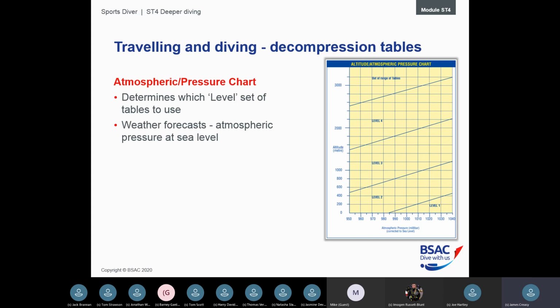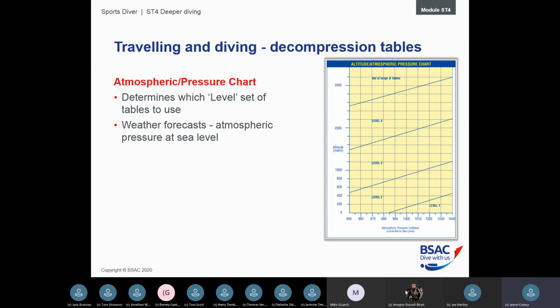You can see here, for example, I think I might be covering it up, but there we go. Level 1 is that little triangle on the bottom, where if you're diving at 0 altitude, at normal pressure, you can use level 1. However, once you get up to, say, an altitude of 1,000 meters, you're now looking at the line that's half in level 3 and slightly in level 2.